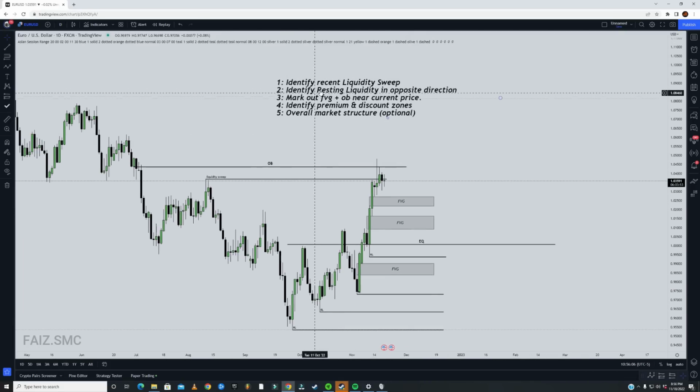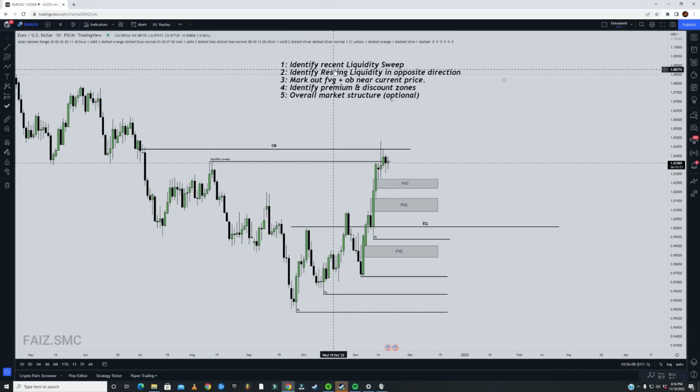So I'm going to repeat these rules. You first of all identify a recent liquidity sweep. We had this liquidity sweep around here. Then you want to identify resting liquidity in the opposite direction. So we have this low. Any significant low, equal highs, equal lows are considered to be liquidity levels.